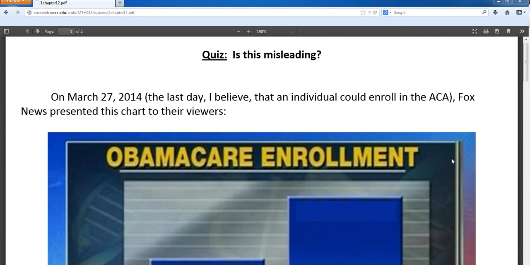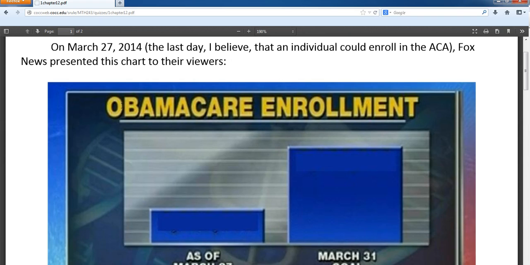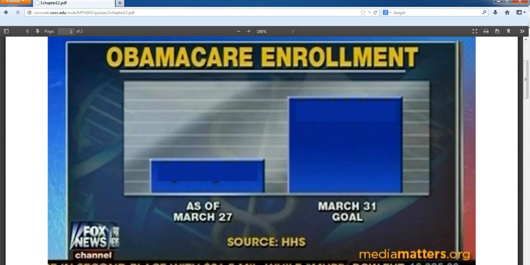Hey everybody! The purpose of this little quiz is to get you some solutions to my little "is this misleading" question from this Obamacare enrollment graphic. It was a Fox News graphic. Here it is right here.